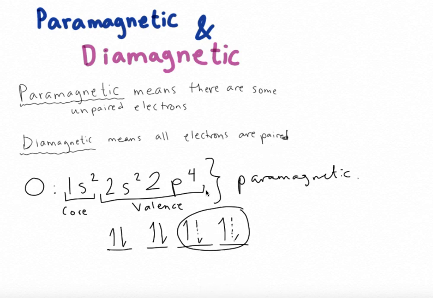If we had an ion of oxygen with 2 minus, that means the electron configuration would have 2 more electrons, resulting in a 6 right here. That means these would be filled. That means O 2 minus, this ion, is diamagnetic. And that sums it up.